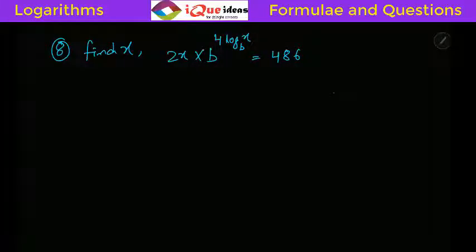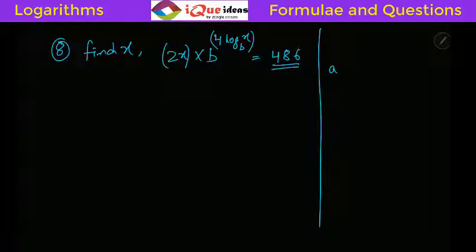Now let's take a look at this question. It says find x, right? And the equation given is 2x into b raised to the power 4 log x to the base b, that is equal to 486, right? So we have to find the value of x. Now for this question, we need to apply a rule. We have learnt it earlier. I'll write the rule here again.